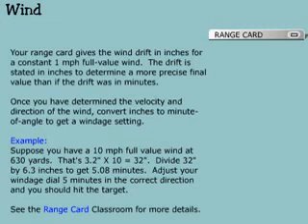Example: suppose you have a 10 mile per hour full value wind at 630 yards. That's 3.2 inches times 10 equals 32 inches. Divide 32 inches by 6.3 inches to get 5.08 minutes. Adjust your windage dial 5 minutes in the correct direction and you should hit the target.